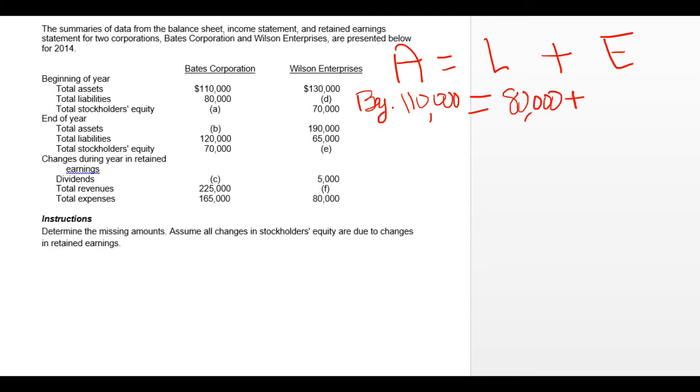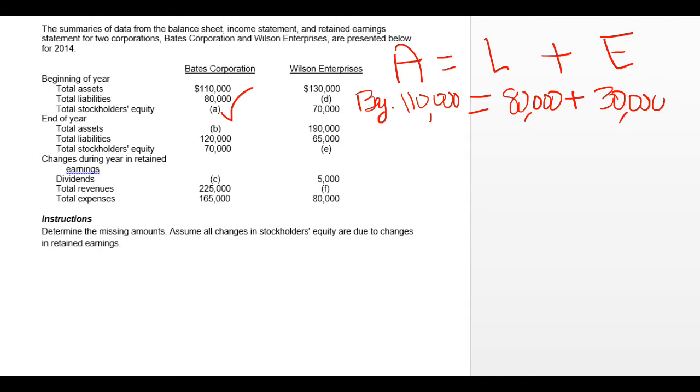So at that point, I can stop and say, well, this is an equation, so it has to balance. Everything on the left side is 110,000, which means that everything on the right side has to be 110,000. And if I know that the liabilities make up 80,000 of that, I can simply subtract, taking 110,000 minus 80,000, and thus fill in the equity for the beginning of the year, which must be $30,000. So that would be the answer to part A.